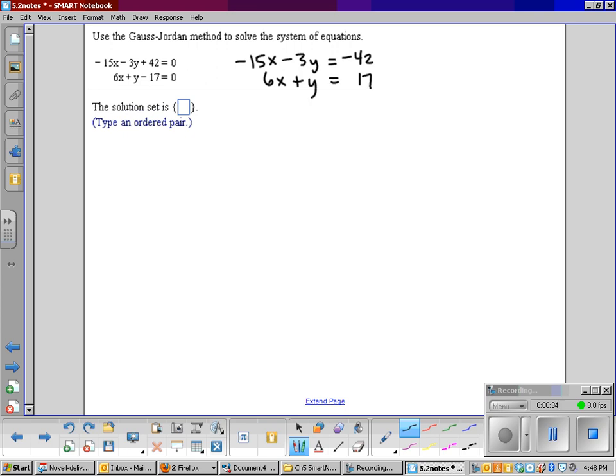And now if I use the Gauss-Jordan method to solve this, then my augmented matrix will be -15, -3, -42, and then 6, 1, and 17. Now my constants have the correct sign on them.